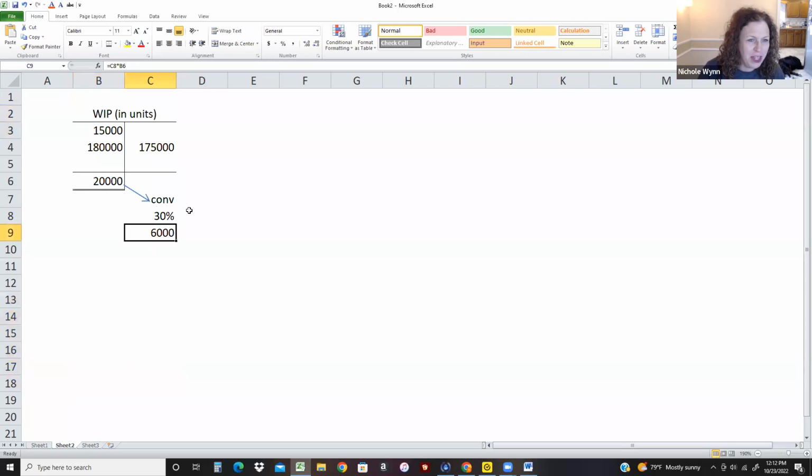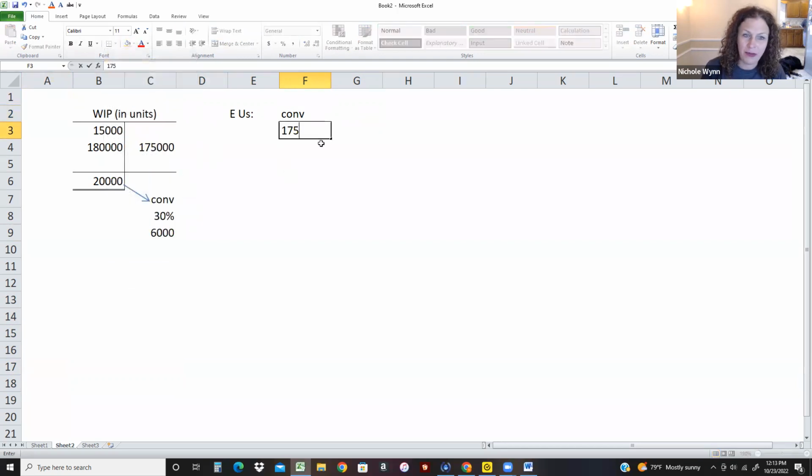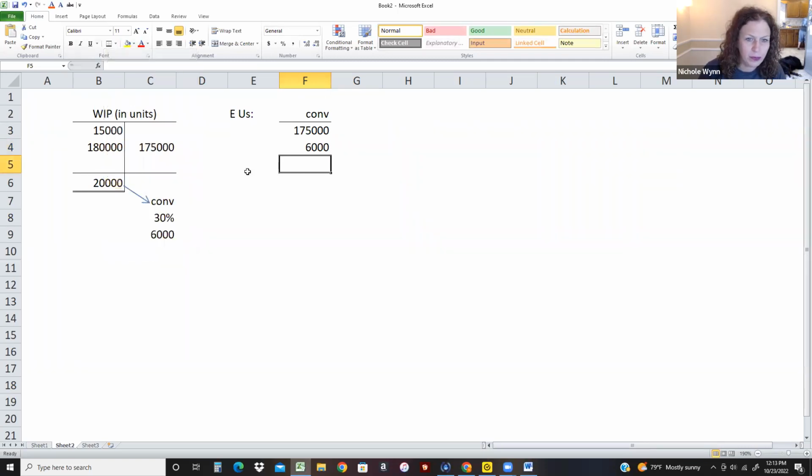Okay. So the next thing I'm doing is calculating EUs. And normally I'll have a column for material and conversion, and I'll do material and conversion, but not this time because all I have is conversion. So for conversion, I definitely finished 175,000 units because those are the ones that I completed and transferred out. And I also finished the equivalent of 30% of 20,000, so 6,000. So my EUs are 175 and 6 is 181. And this is the answer for EUs.